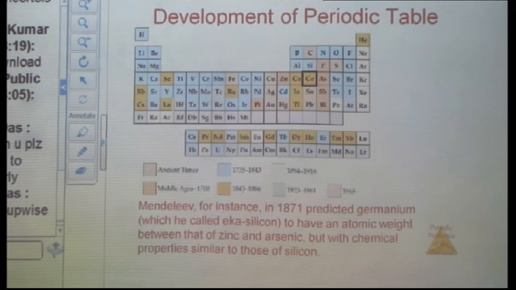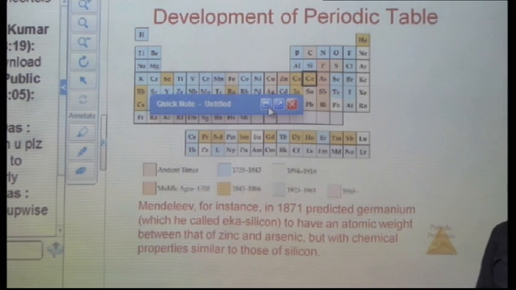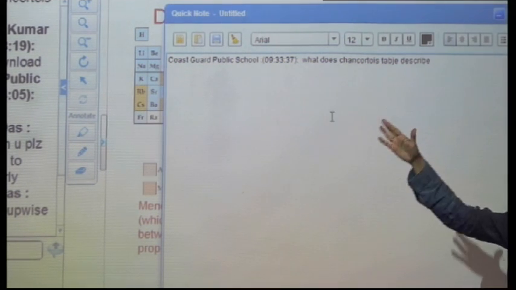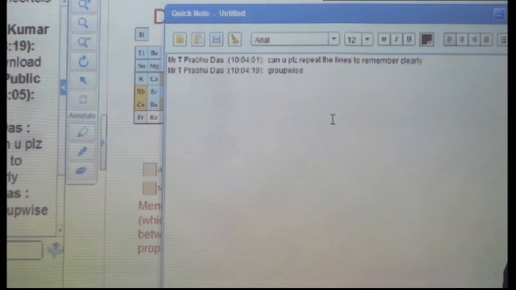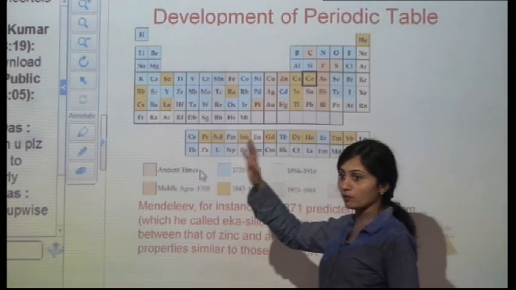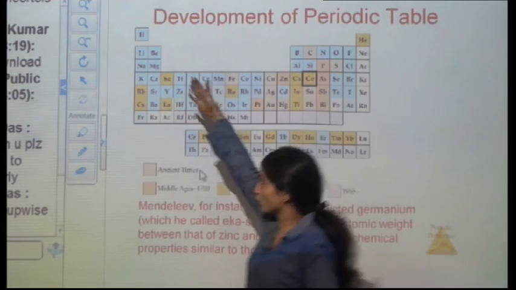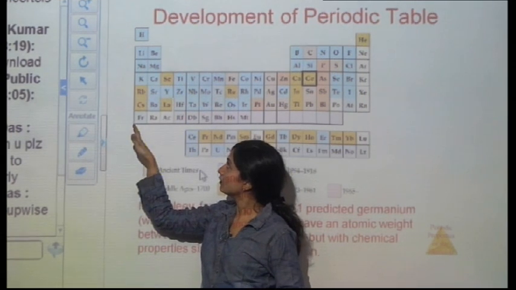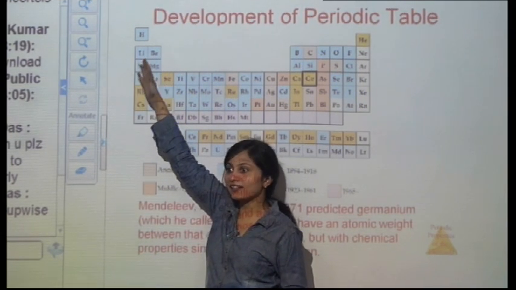Done? Shall I ask one by one from all of you? Let's start from there. Can you please repeat the lines to remember clearly group wise? Yes, because this is very important and you need to remember the periodic table. Let me just ask one by one from here. First group. No, it's okay. Whatever you remember.